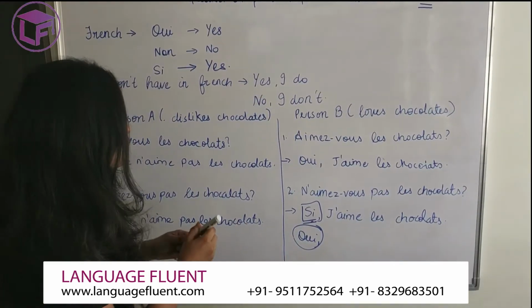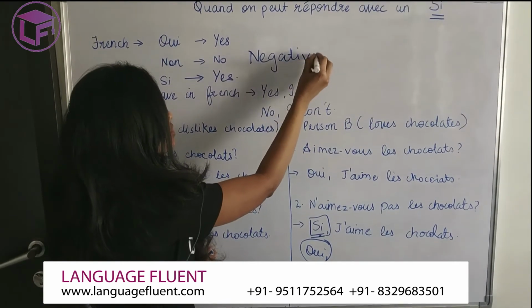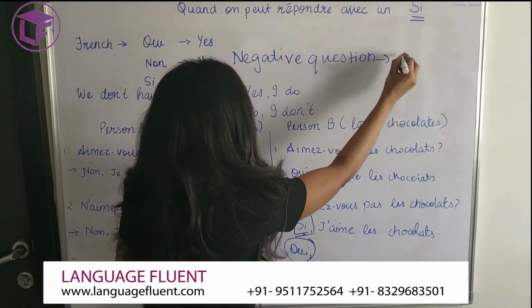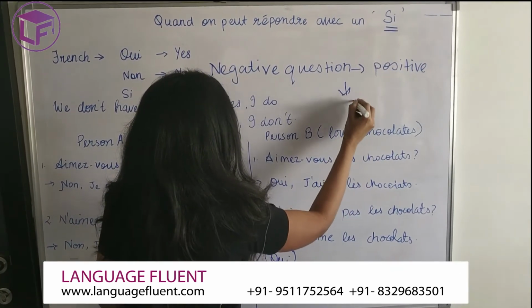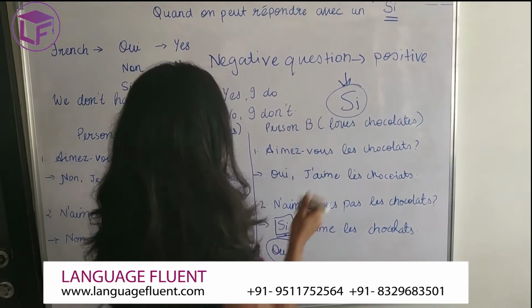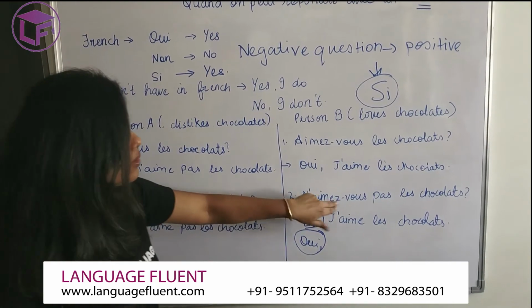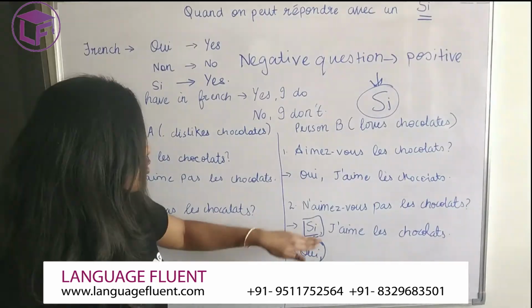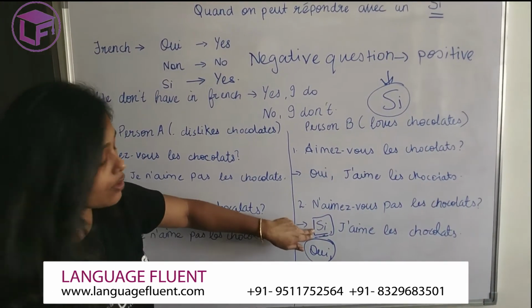So whenever a question is negative and the response is positive, you use si. You respond with a si. Let me explain it once again, n'aimez-vous pas les chocolats? Which means, don't you like chocolates? He will respond with a si. The question is negative, the answer is positive, you will use a si.